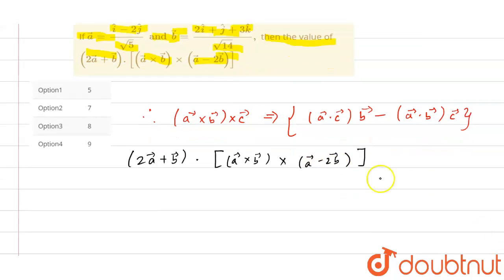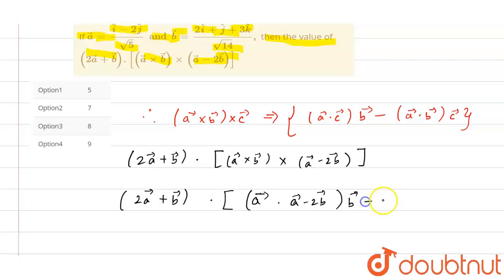So now by applying this identity, we get (2a vector plus b vector) dot product with this value: a vector dot c vector, that is dot of (a minus 2b vector), and the b vector as it is, minus (a dot b vector) and c vector as it is, that is a vector minus 2b vector.